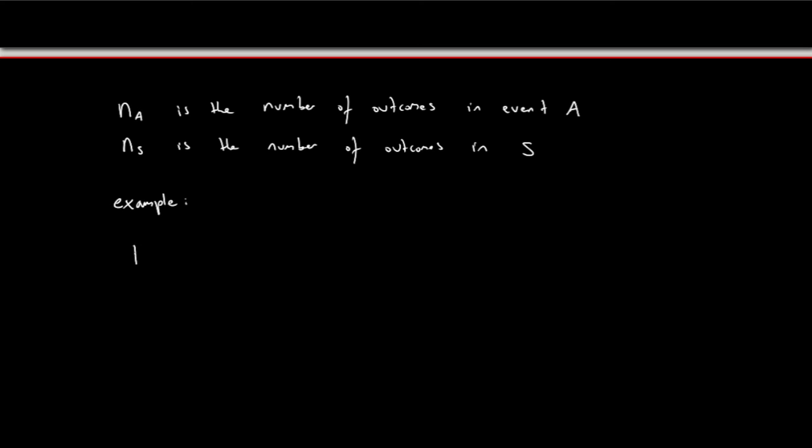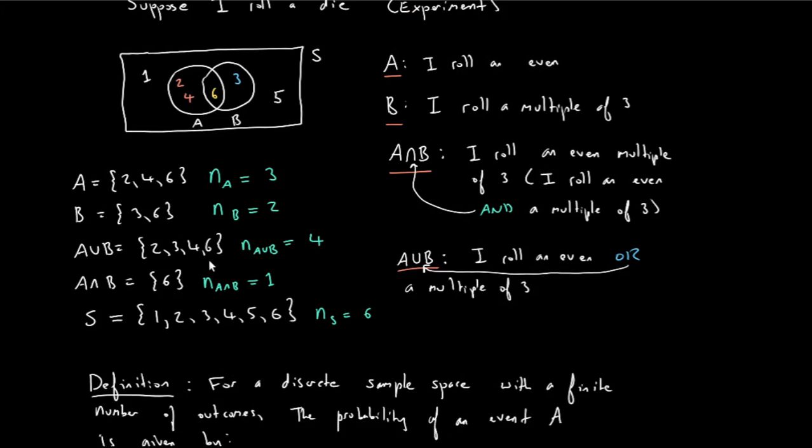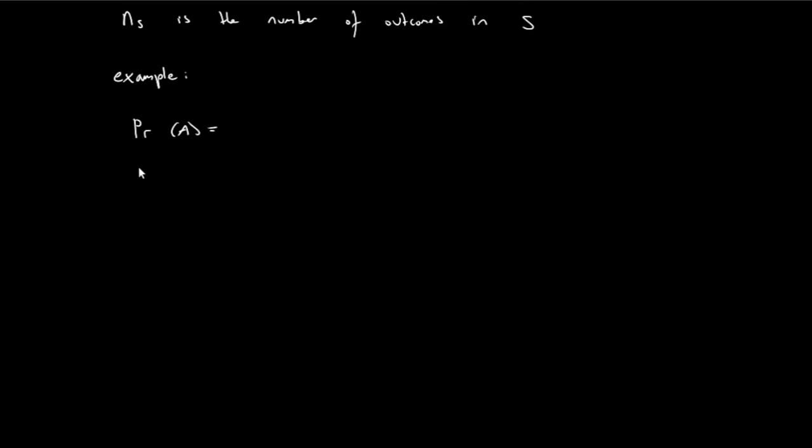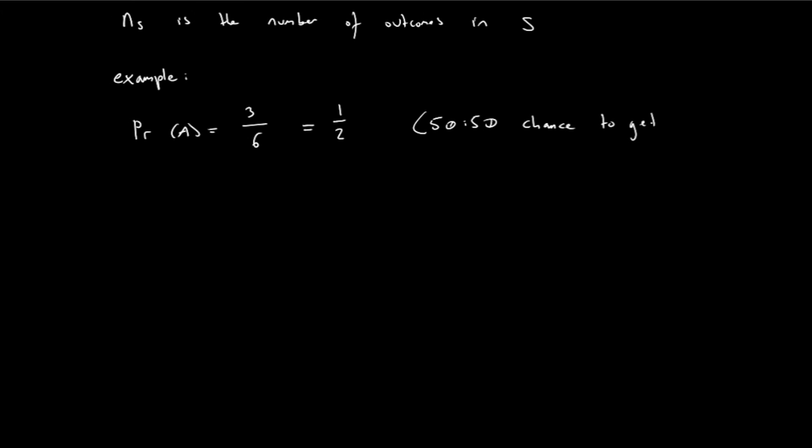Clearly the probability of our event A here has got to be 3, because there are 3 evens, divided by 6, because there are 6 elements in the sample space. That's got to be a half. So there's a 50-50 chance of getting an even.